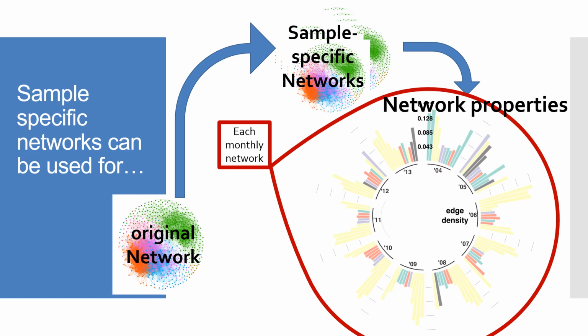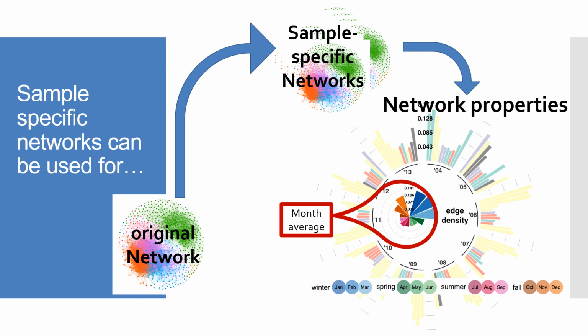For example, we can determine network properties. Here, I show edge density for the temporal network. Edge density is the number of edges divided by the number of all potential edges. On average, the edge density is higher in winter and lower in summer.